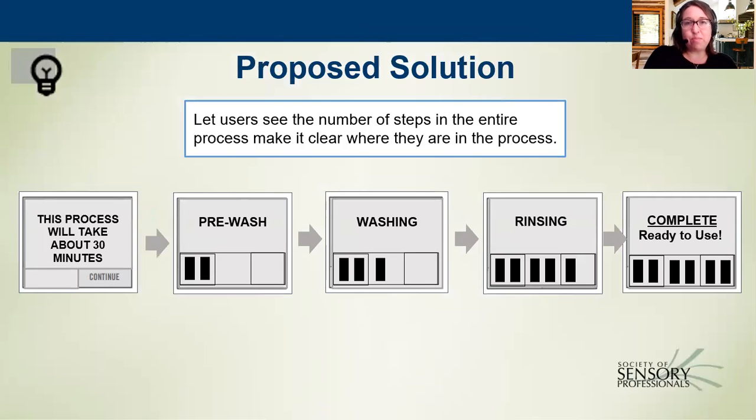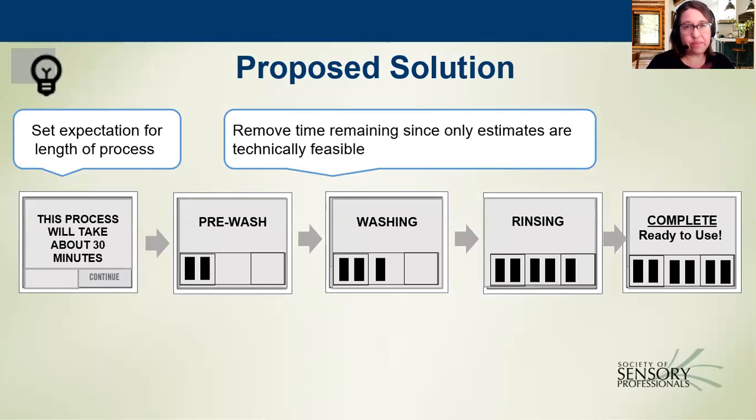So here was our proposed solution. We're going to let users see the number of steps and make it clear where people are in the process. I'm going to walk you through this. So at the far left, we're going to set the expectations for the length of the process. It was closer to 30 minutes. We were going to remove the exact times since those were only estimates and they were just causing confusion for folks.